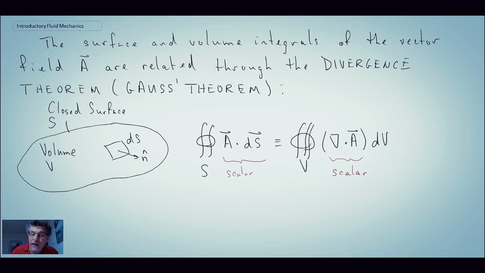And so the consequence of that is that we get a scalar on the left and a scalar on the right. And the final thing that we're going to take a look at is referred to as being the gradient theorem. And that relates a surface integral to a volume integral. And that's if we're dealing with a scalar field to begin with instead of a vector field.